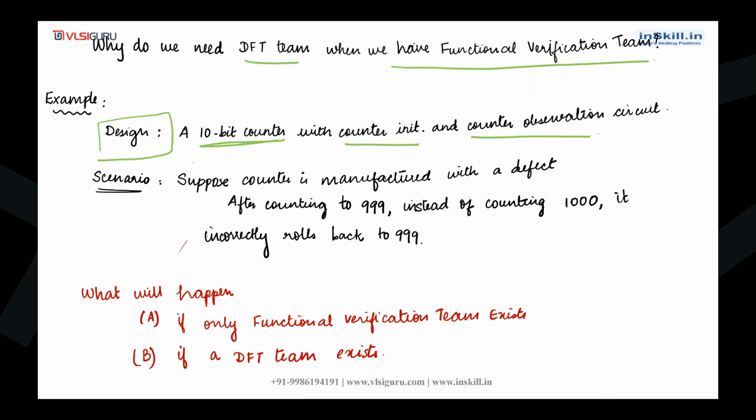Now, the scenario is suppose the counter is manufactured with a defect. So after counting to 999, instead of counting 1000, it incorrectly rolls back to 999.